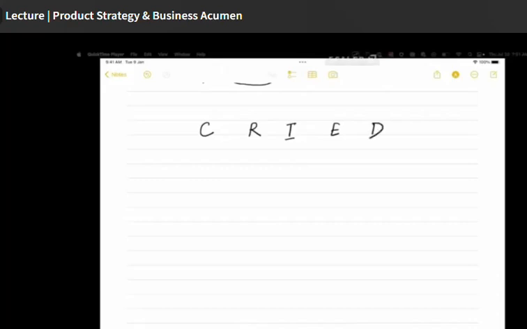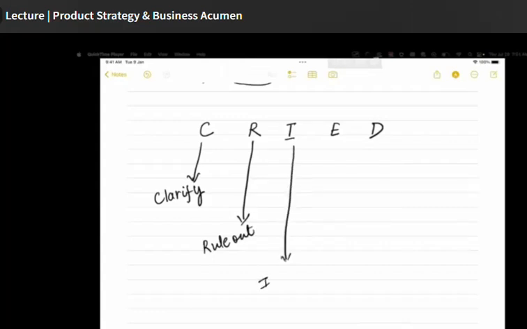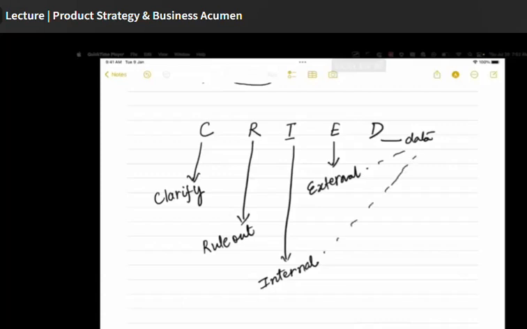CRIED. C stands for clarify. R stands for rule out. E stands for internal data. E stands for external data. And D is nothing but data. That means internal data, external data. So CRIE wasn't making it complete, like cry. What is cry? So I added D, where you can make it as external data and internal data.